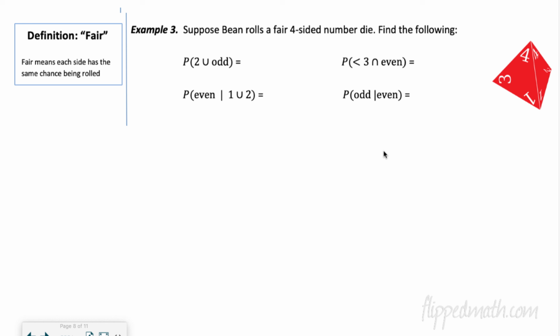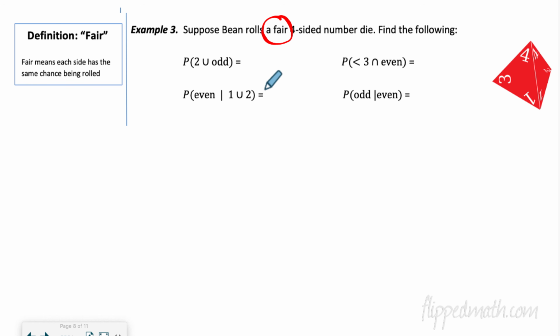So let's practice with example 3. We have Bean rolling a fair four-sided number die. Now, fair means that there's an equal chance of each of the sides being rolled. So that means when you roll it, any one of them could come up and none is more likely than the other. We want to find the following.